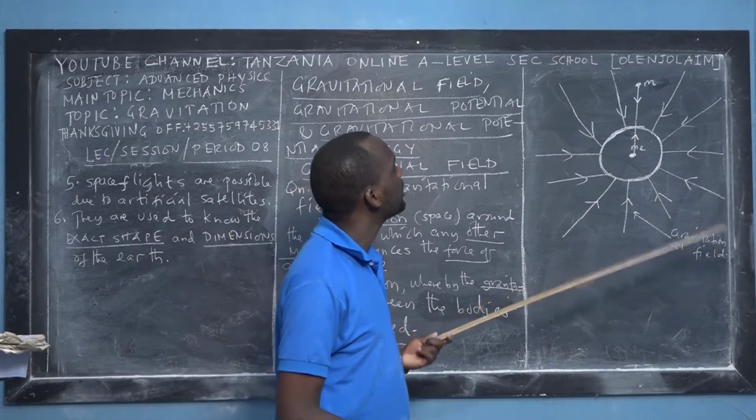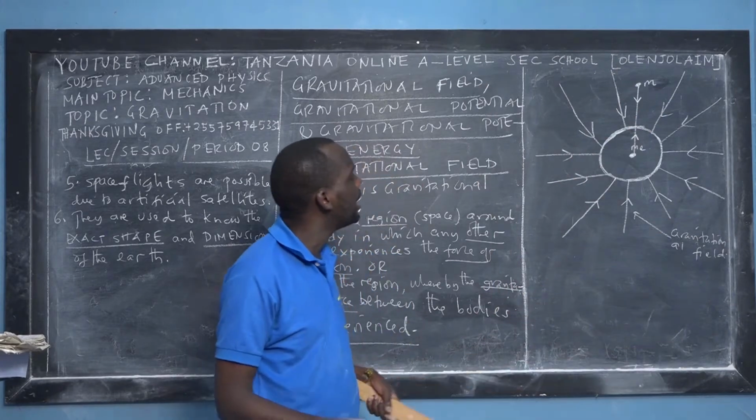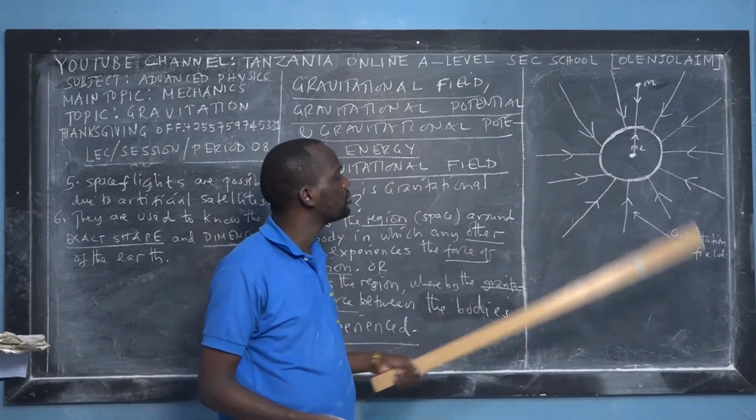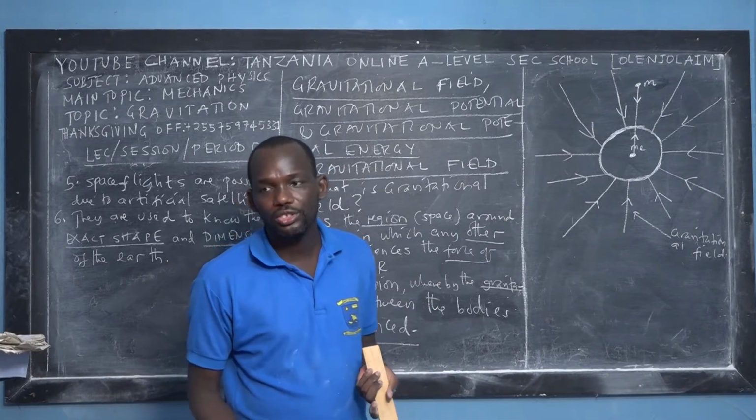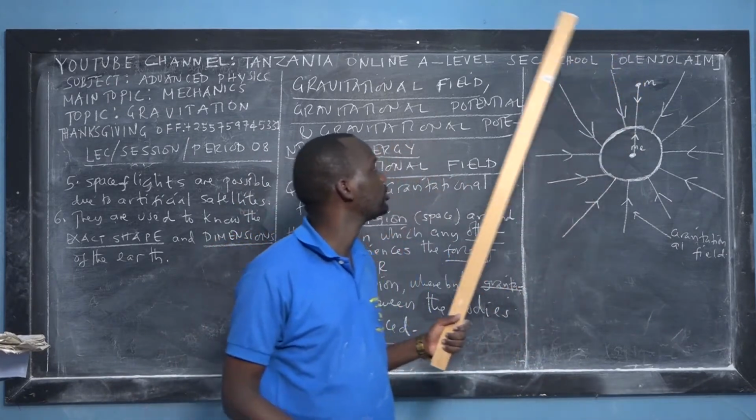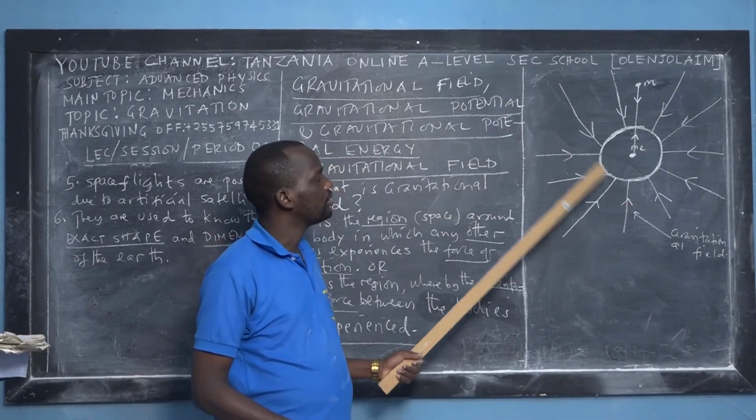if these two bodies are far apart, it means there is a great distance between them. Then we say that the body of mass M is outside the space. We call it the outside of the gravitational field. So this is the gravitational field.